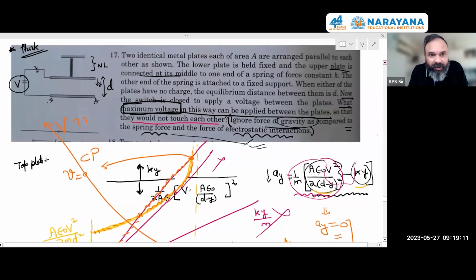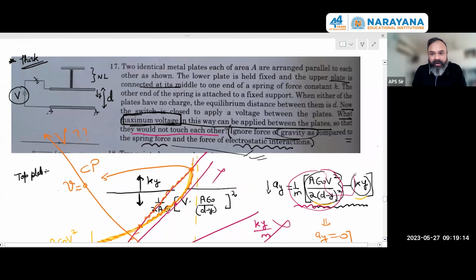I'll write the maths. Now you read the question and understand what I have said. What maximum voltage in this way can be applied between the plates so that they would not touch each other? So the answer to the question is that voltage which you should be giving from the beginning, so that their acceleration curves are such that they intersect twice. And while the second intersection happens, the net acceleration becomes 0. At that very juncture, the velocity also just becomes equal to 0. Then the purpose is solved and your guy is not going to hit the front plate. So I will be solving for that limiting value.